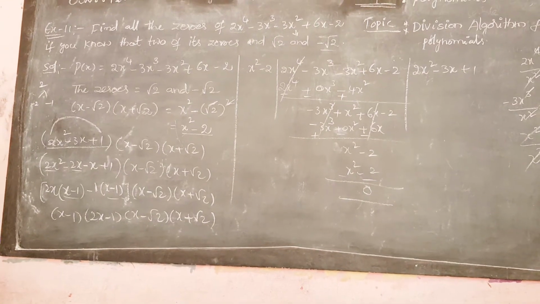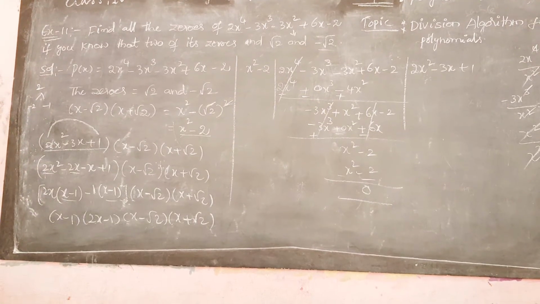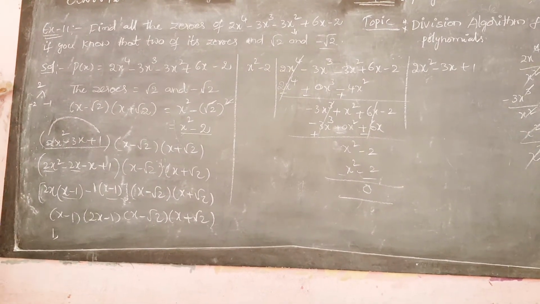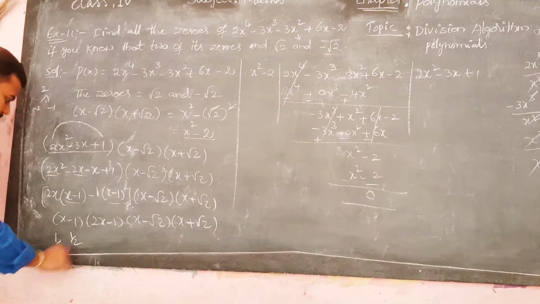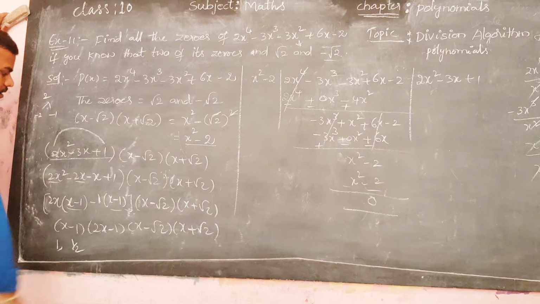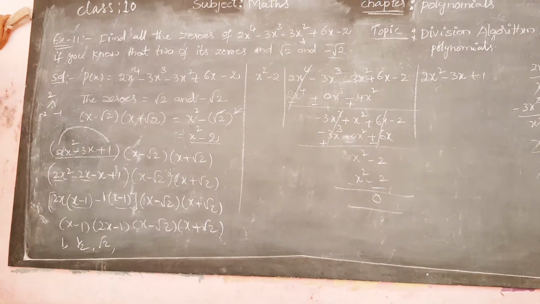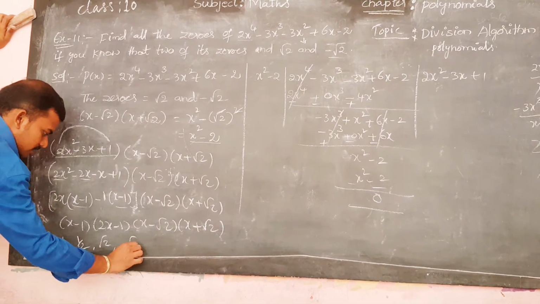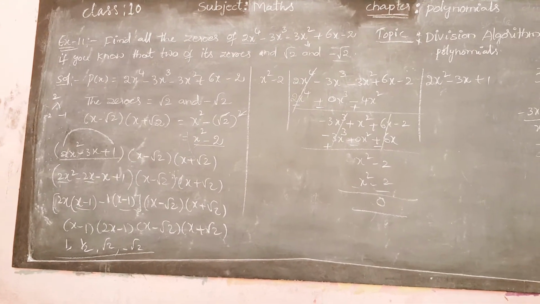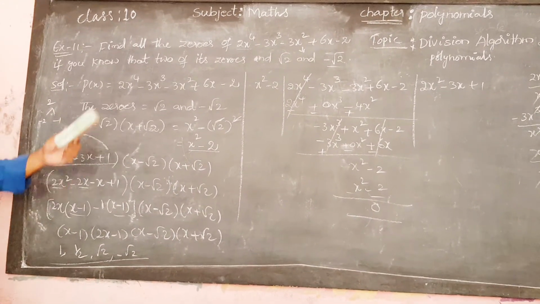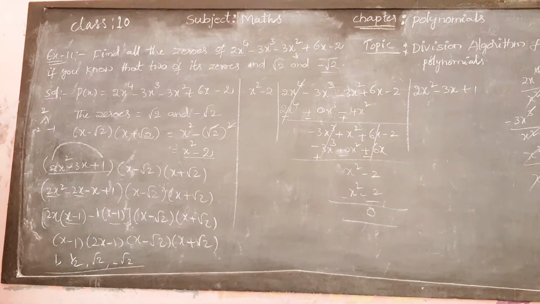So all the zeros of the given polynomial: x minus 1 equal to 0 gives x equals 1. 2x minus 1 equal to 0 gives x equals 1 by 2. x minus root 2 equal to 0 gives root 2, and x plus root 2 equal to 0 gives minus root 2. So 1 by 2, root 2 and minus root 2 are all the zeros of the polynomial 2x power 4 minus 3x cube minus 3x square plus 6x minus 2.